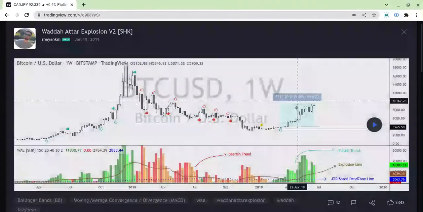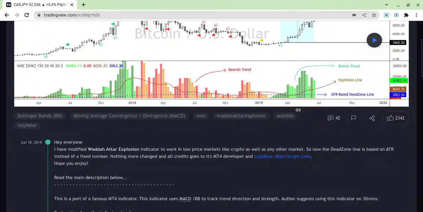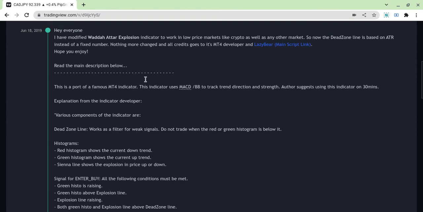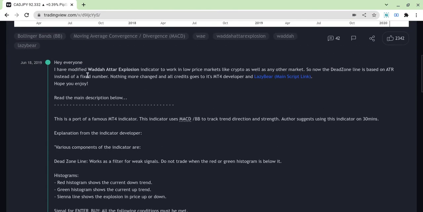And just to tell you a little bit about it, I think what happened was this person modified Lazy Bear's main script, the original one. It was a popular MT4 indicator, and Lazy Bear took it from MetaTrader 4 and put it on TradingView, and he is the man. So now this guy just changed it a little bit to work in low price markets like crypto as well as other markets.